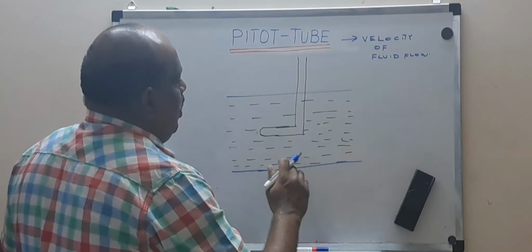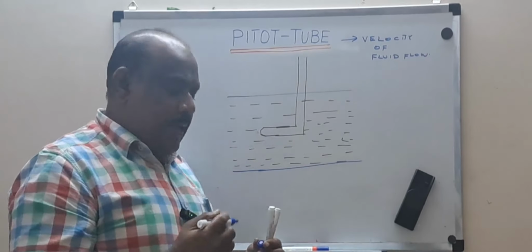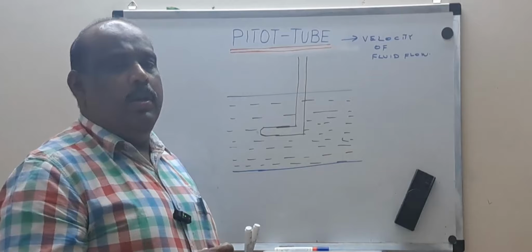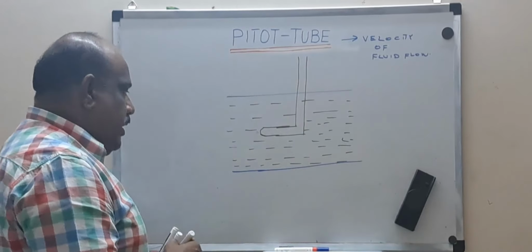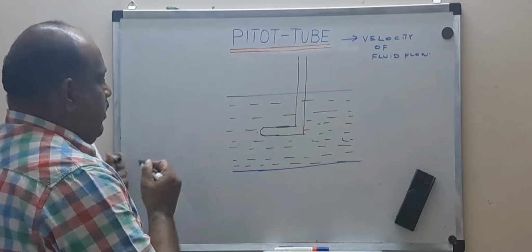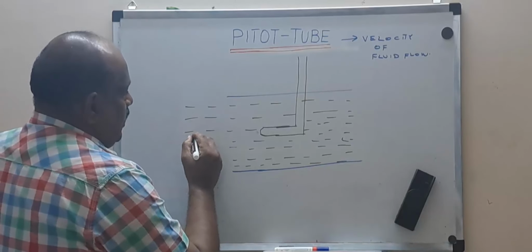So this is my bottom wall, this is my top wall, and this is the Pitot tube. The Pitot tube can be either a transparent tube or an oblique tube also, but it should be at 90 degrees. Now, let us take some fluid particles which are approaching along this center line.